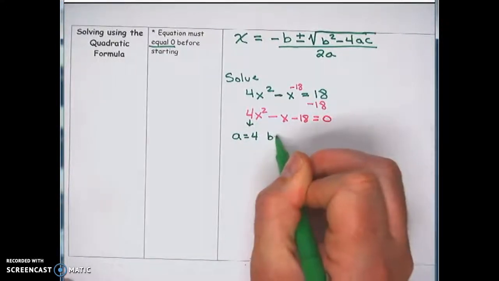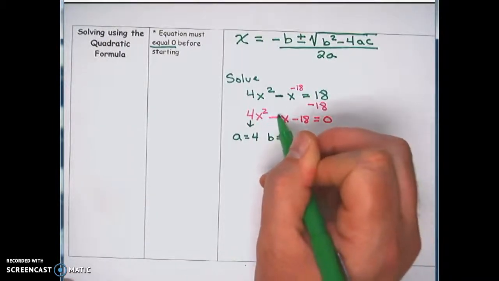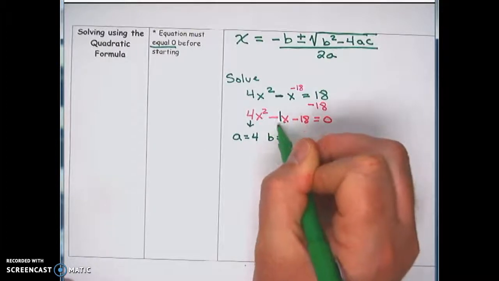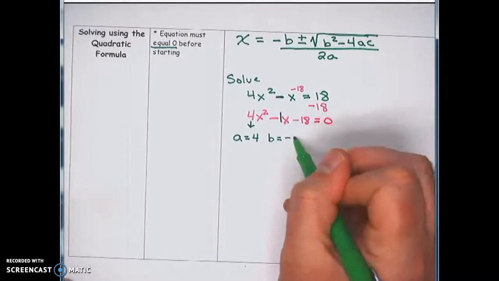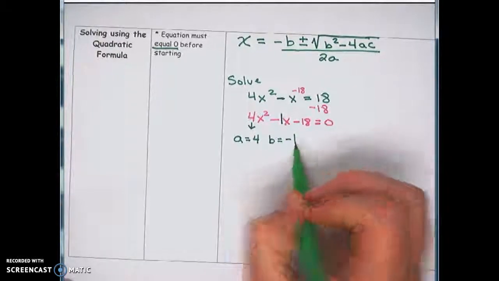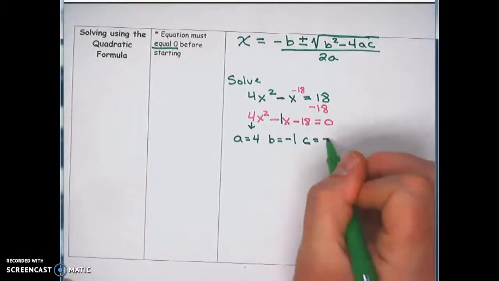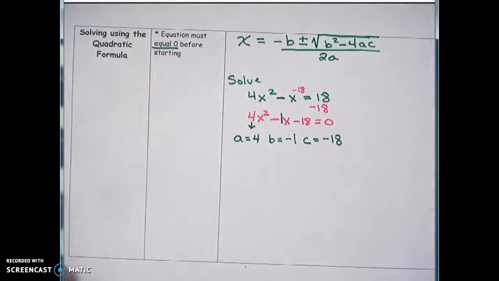b is equal to the number in front of the x. Now in this case it says subtract x. Well, we know if there's not a number, we can always put a 1 there. So this is going to be a b value of -1. If this said -4, then our b value would have been -4. Whatever this number in front of the x is, that's our b value. And finally, our c value is our constant at the end, and so that's going to be -18.